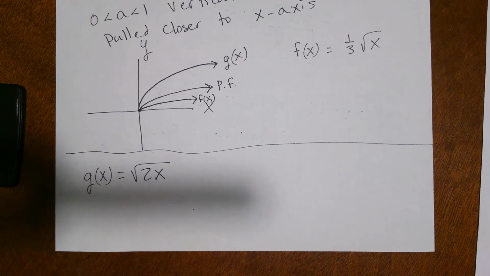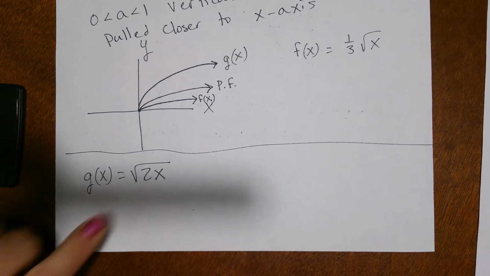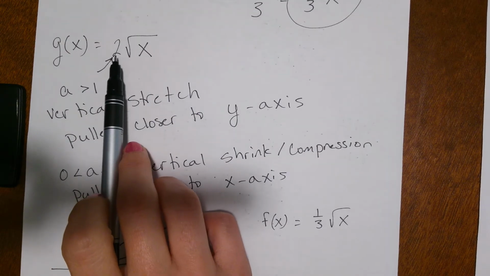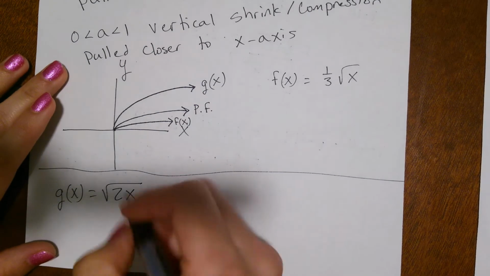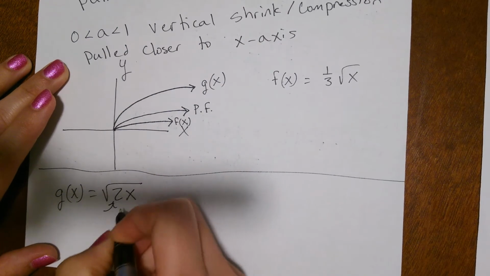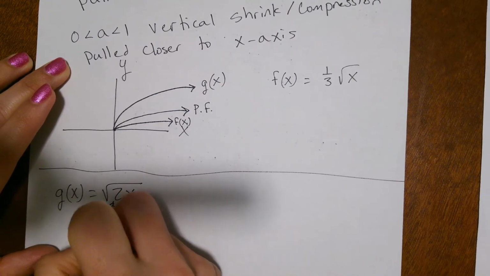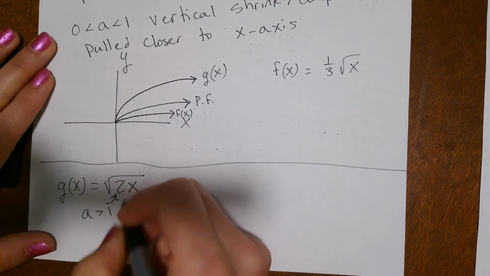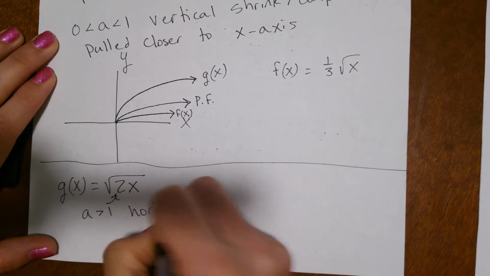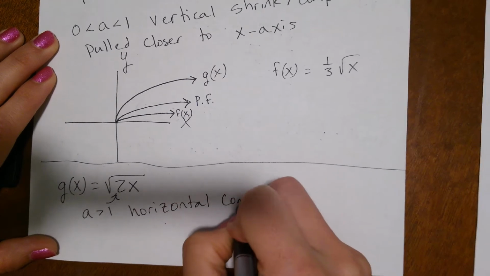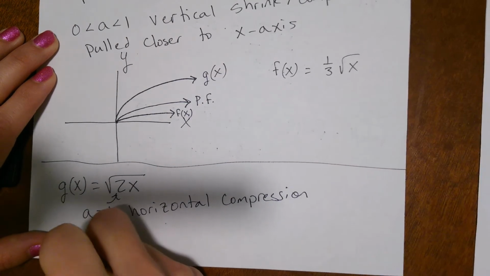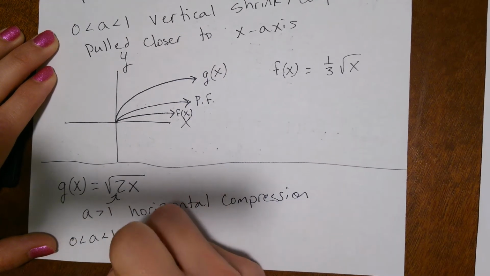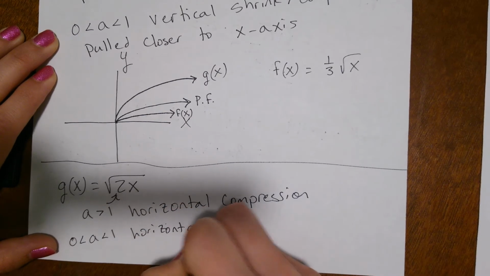Remember, horizontal does the opposite of what we would think it would do. So with vertical, that 2, since it was greater than 1, gave me a stretch. With horizontal, the 2, since it's greater than 1, gives me a horizontal compression. So if that value, we'll call it A again, is greater than 1, then we have a horizontal compression. And if it's between 0 and 1, we have a horizontal stretch.